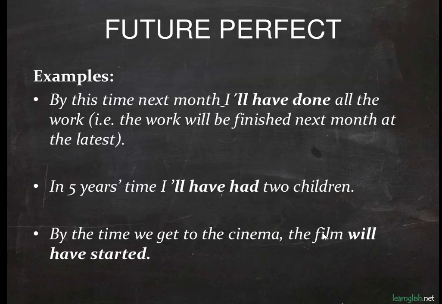Look at some examples. By this time next month, I'll have done all the work. It means that the work will be finished next month at the least, or at the latest. In 5 years' time, I'll have 2 children. In 5 years' time, I'll have had 2 children.